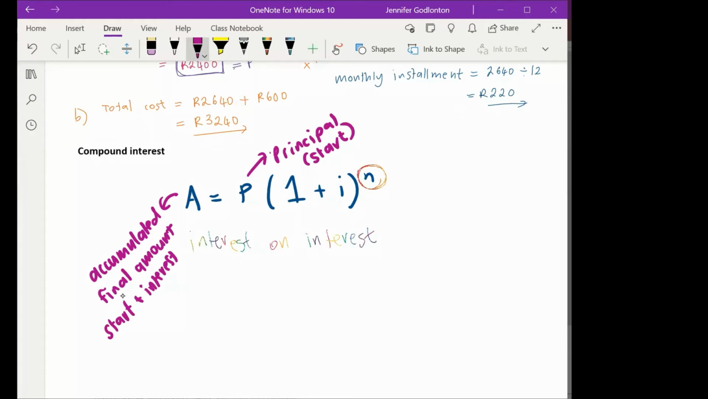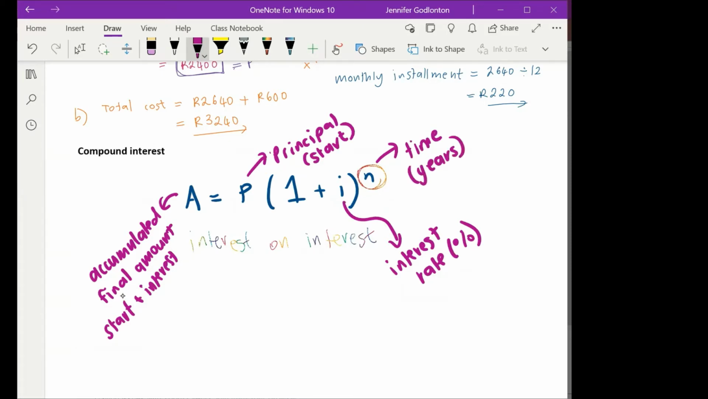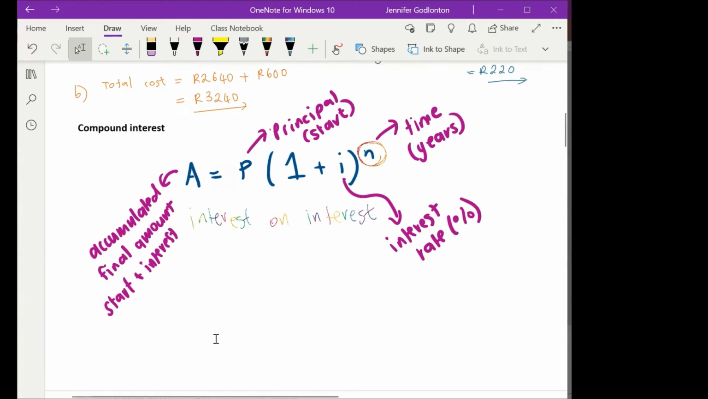1 is just the number 1. I is your interest rate, and that's always going to be a percentage. And N is your time. When we're working in grade 9 and 10, that time is going to be in years. Okay, so this is our compound interest formula. It's everything that's the same, it's just that we changed the N. All right, so let's try and do a question with this.